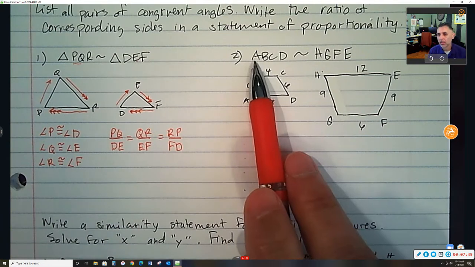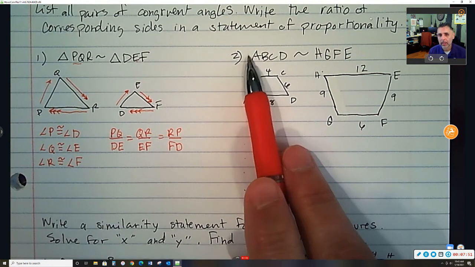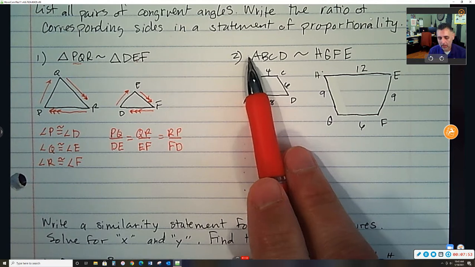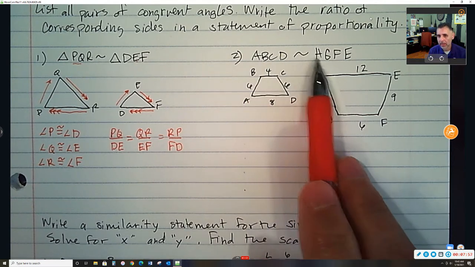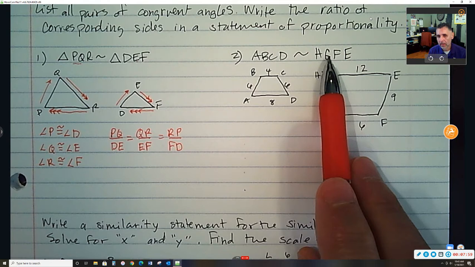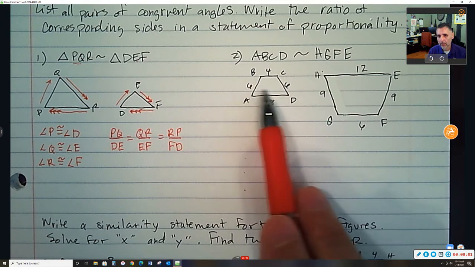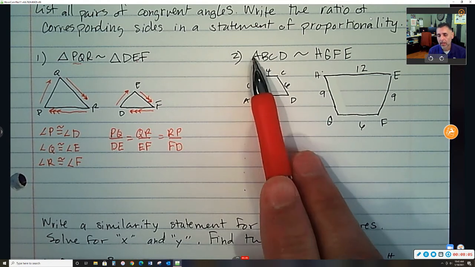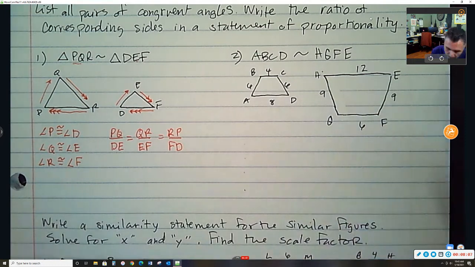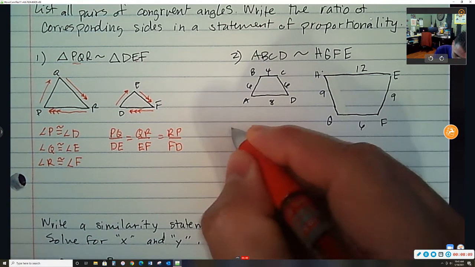Once it's bigger than a triangle, they don't put any of the figures up here. We can just call this polygon ABCD is similar to polygon HGFE. Even though we know this is a quadrilateral, probably we could call it a trapezoid, we don't name it like that, we just say polygon. So let's go with the 4 letters.